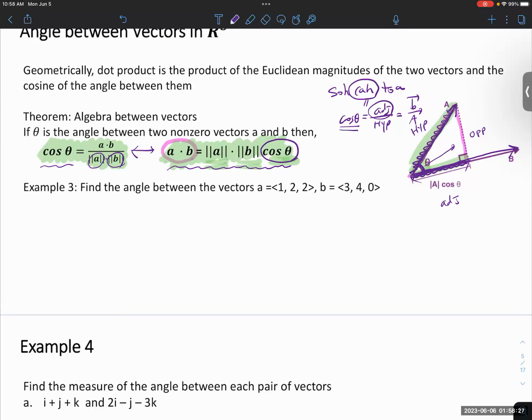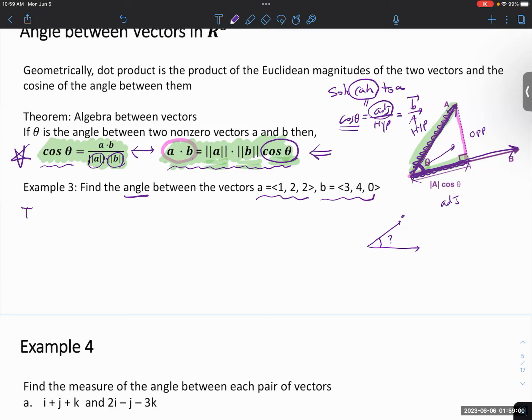So the formula is given, and then let's take a look at the question. Find the angle between the two vectors a and b. There's an a vector 1, 2, 2, and there's a b vector. We don't know exactly where they are, but they create the angle, and they want you to find that angle. So we know this formula, correct?